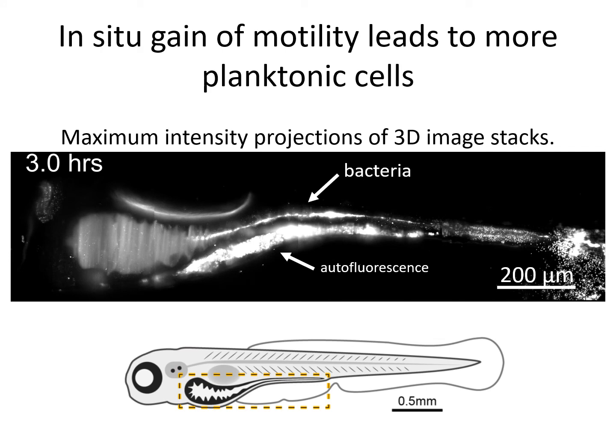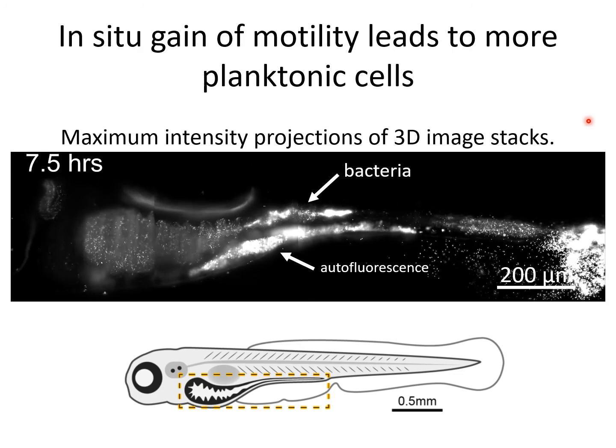Okay, so this is what this looks like. We can start out and colonize fish with these bacteria with a switch in the off state, so they cannot swim. Consequently, they form a long stringy aggregate localized to the middle of the gut. And then we can follow these populations over time after we induce motility.